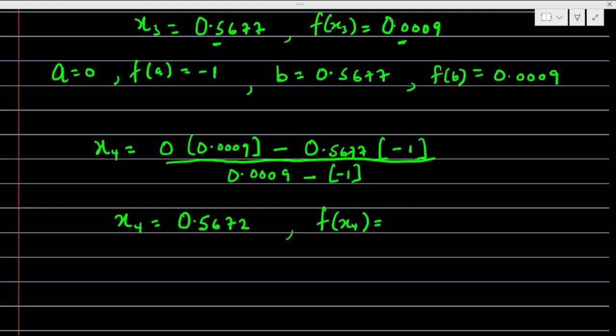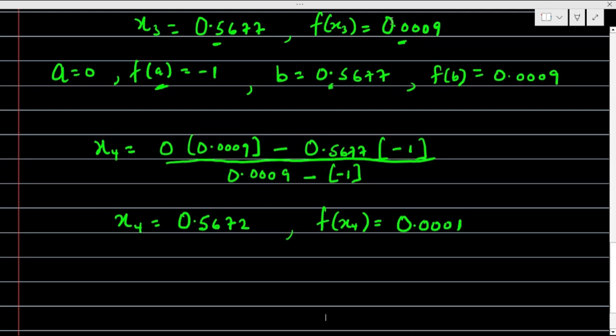Our f of x4 will be input 0.5672 in our given equation. It will be 0.0001, right? So you can see it is still positive. So it is going to be marrying our f of a, and our a will become our new a, and x4 will become our new b.